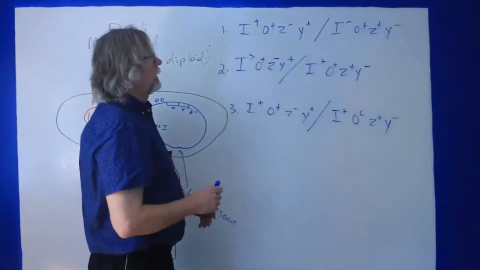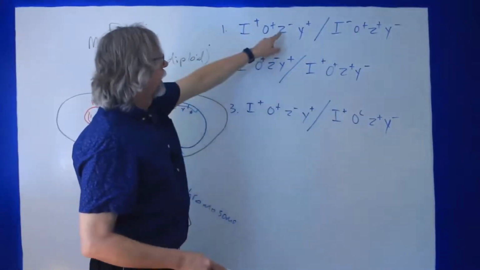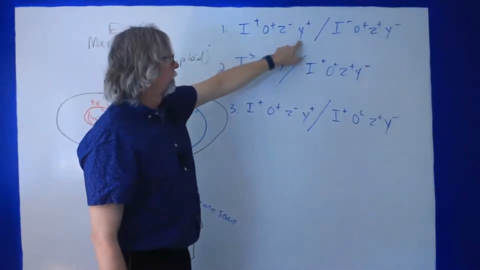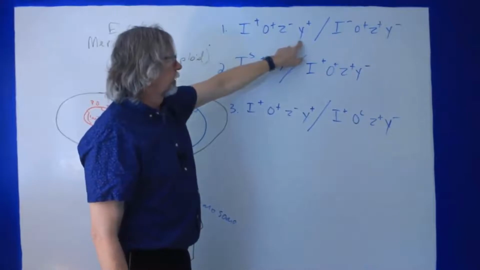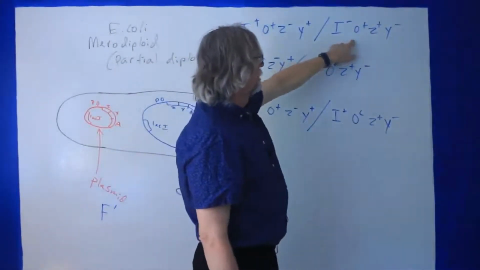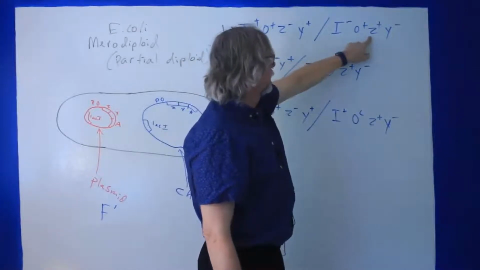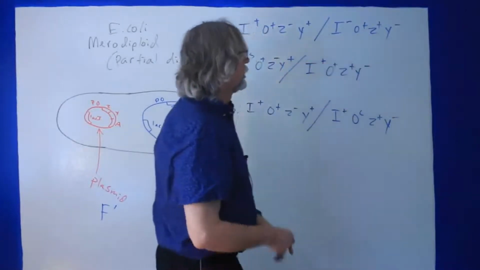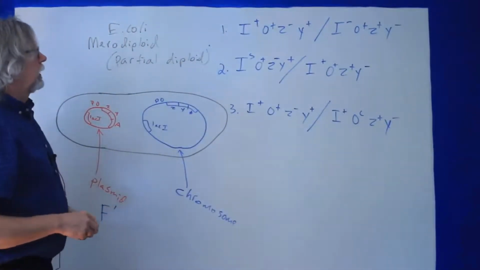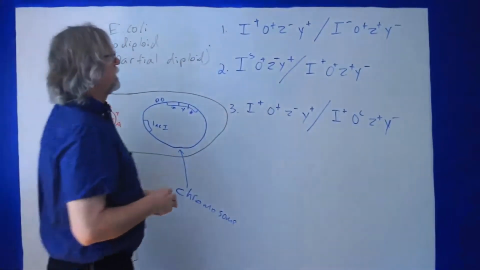In all of these combinations also, the plasmid copy has a mutant allele of the lac Z gene and a wild type allele of the lac Y gene. And the chromosomal copy will have the opposite: wild type lac Z, mutant lac Y. The reason for that becomes apparent in a second. Here are the tests that they did.